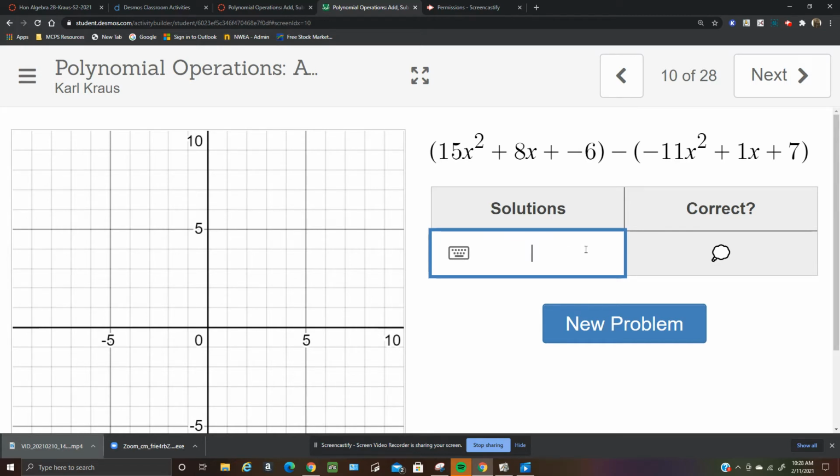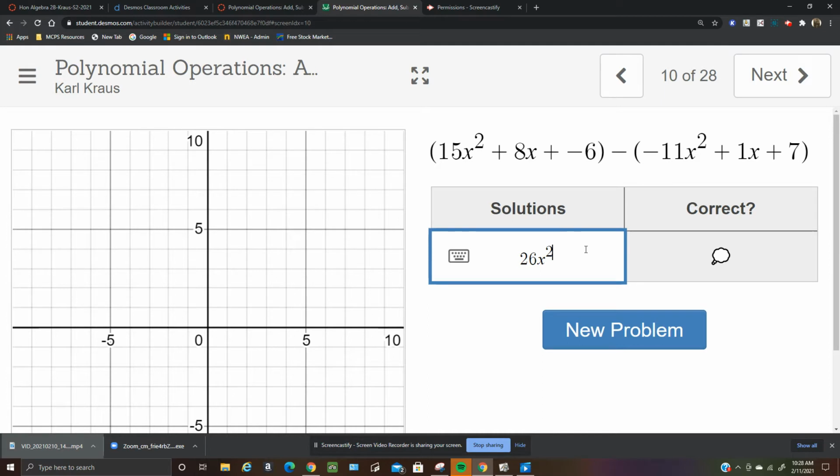So 15x squared minus a negative 11x squared is 26x squared. 8x minus x is 7x. And negative 6 minus 7 is negative 13. So you can try some of those subtractions on your own, and if you get it right, then you get the clap symbol in the correct column.